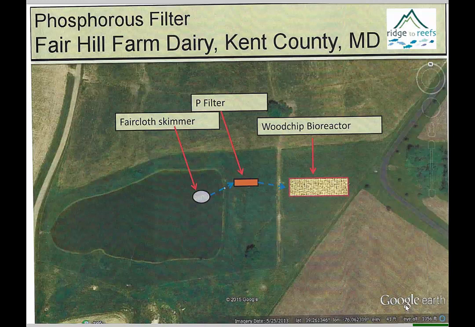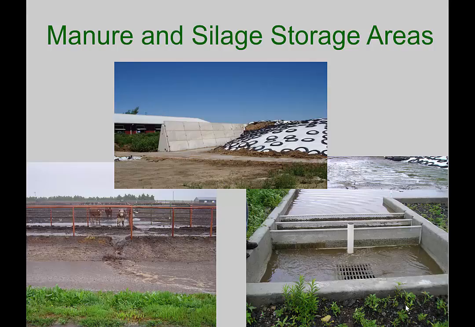This is a structure located in Maryland, constructed by, I believe this one was, I think Drew Coslow and Tim Rosen did this one. But essentially they have a lagoon where they settle out the solids, and they send it through a phosphorus removal structure that has treated slag in it, and then from there it goes on to a wood chip bioreactor to remove nitrogen. So a lot of flexibility. We can use these things in a lot of different places.